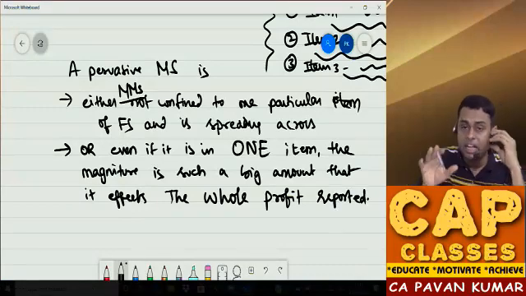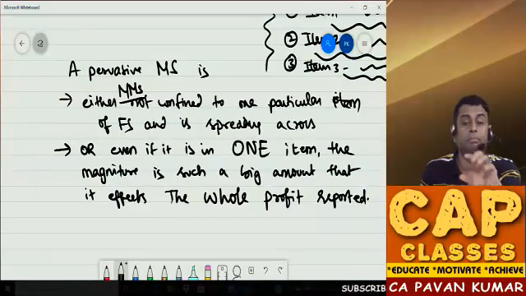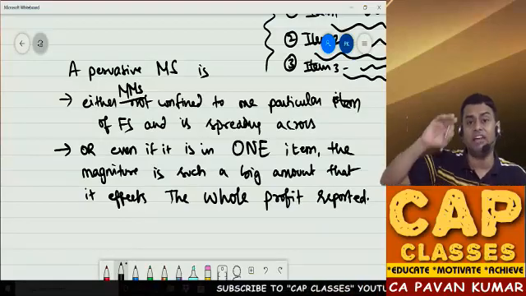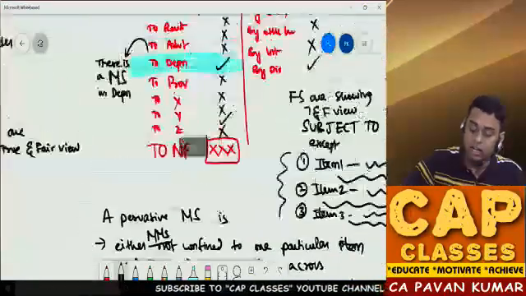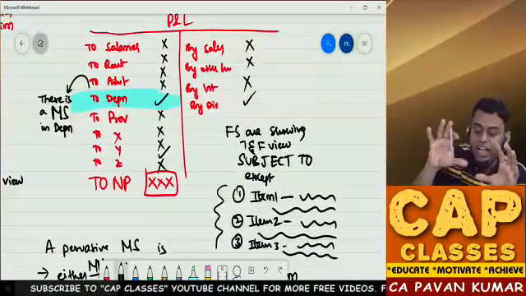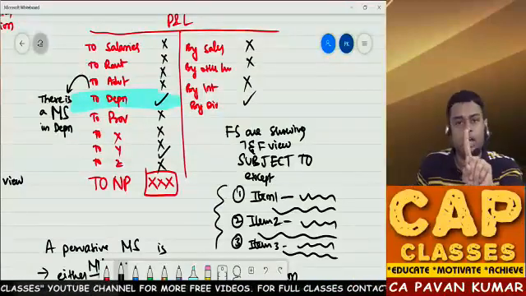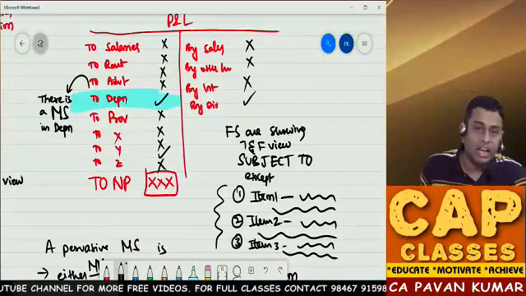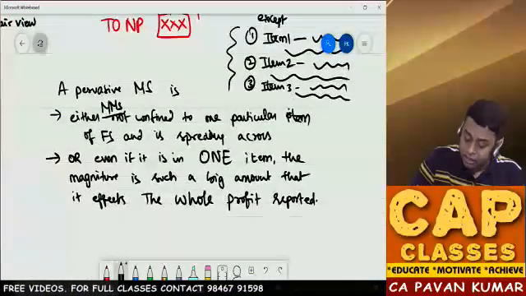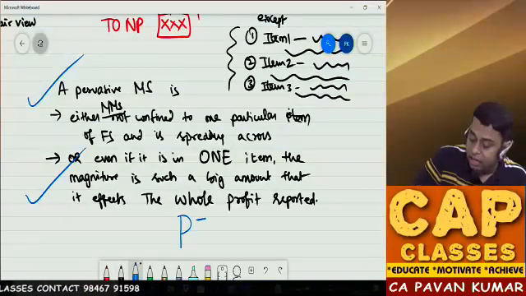Now the problem is, the material misstatement is confined only to one particular item, but the magnitude of this spoilage is huge. That means it affected the overall P&L. So either it is spreading over to many items in the financial statements, or it is only one item but it is hitting net profit like hell. In these two situations, you call it pervasive. Either this happened or this happened, then it is pervasive.